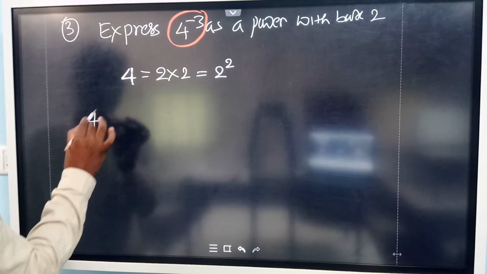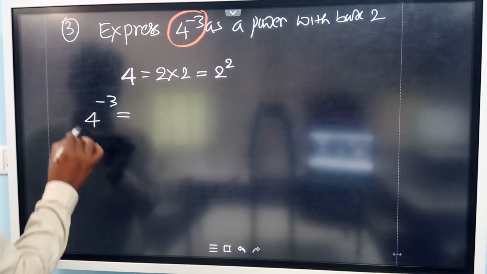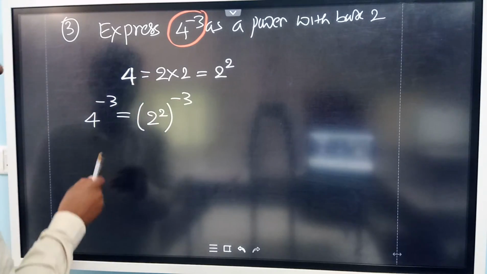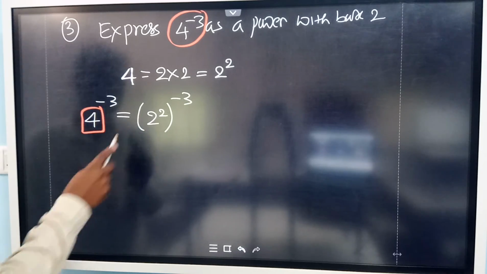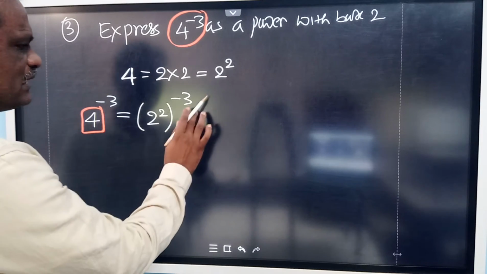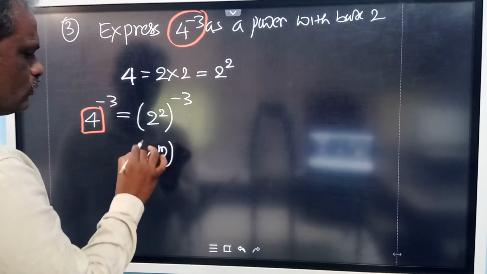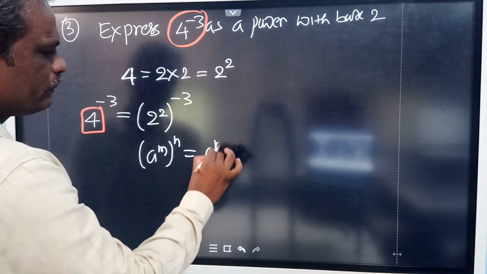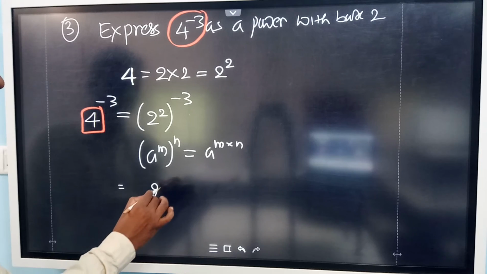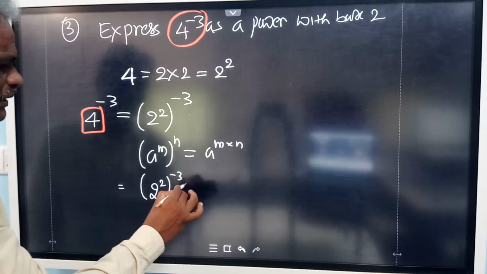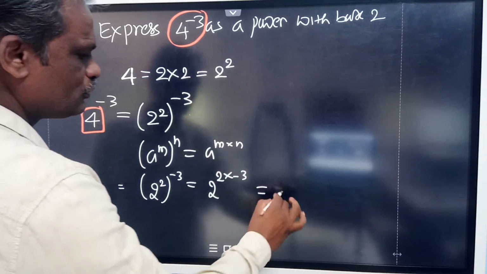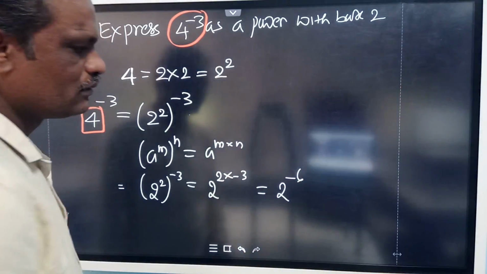So therefore I will write 4 to the power minus 3. In place of 4, I will write here 2 to the power 2 all to the power minus 3. This 4 I change to 2 to the power 2, and the minus 3 I have written as it is. Now there is a law, a to the power m all to the power n is equal to a to the power m into n. As per this, 2 to the power 2 all to the power minus 3 can be written as 2 to the power 2 into minus 3. So that is 2 to the power minus 6.